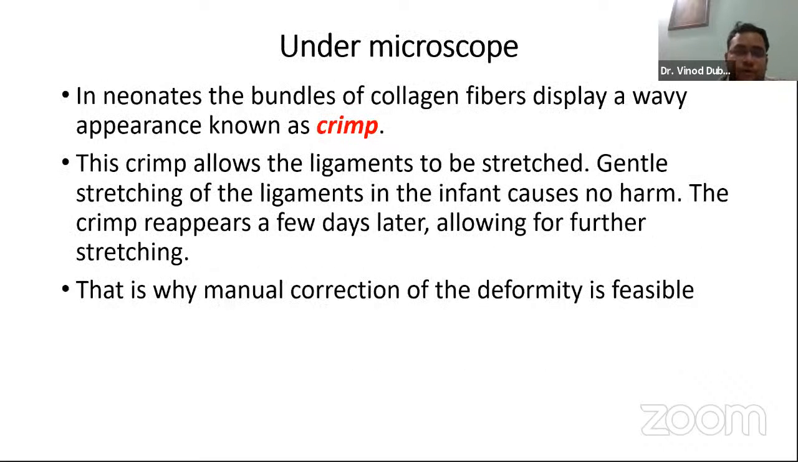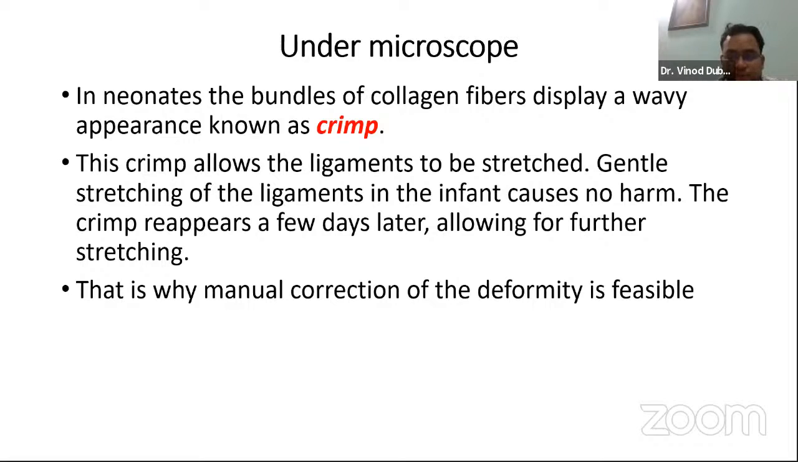And also when we look under the microscope, you see the wavy nature of the collagen. Wavy nature means there are crimps in the collagen, and these crimps allow the ligament to stretch. When you stretch the ligament, the crimps disappear, and after a few days the crimps reappear. That means the ligament has attained that length. Now the crimps have reappeared, and the ligament is ready for the next stage of stretching again.